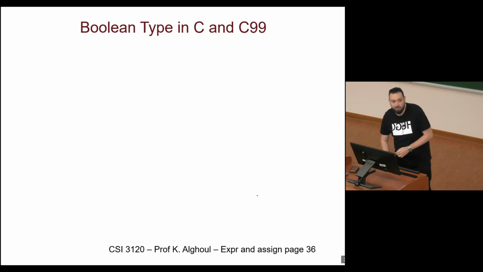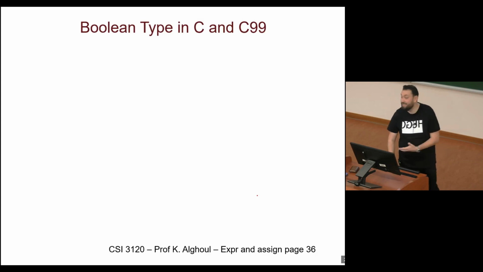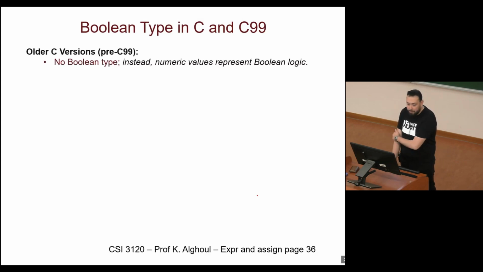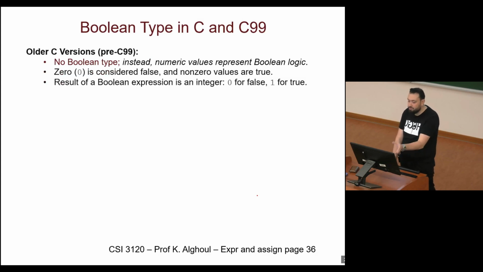Before C99, C didn't support Boolean. You remember, we didn't support Boolean. So there was no Boolean type; instead, numeric values represented Boolean logic. You had to use 0 and 1, so you had to use int. We didn't even have a Boolean type at that point.